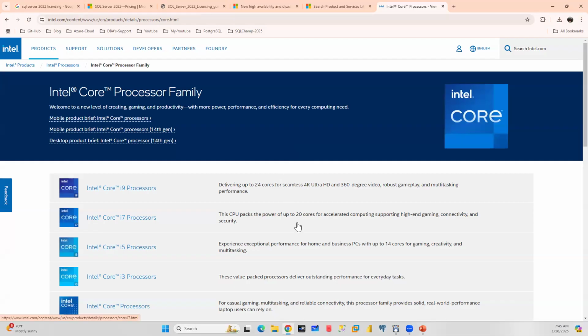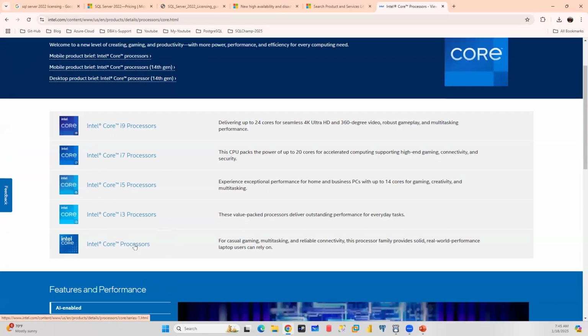Now I decide I want to purchase a laptop or a desktop, for example. Forget about SQL here. Let's think that you decide to purchase a laptop or desktop. Now you have these many processors: Intel Core i9, i7, i5, i3. Let's take i7 and i9, because these are the two latest processors. Mostly we prefer the latest processor.